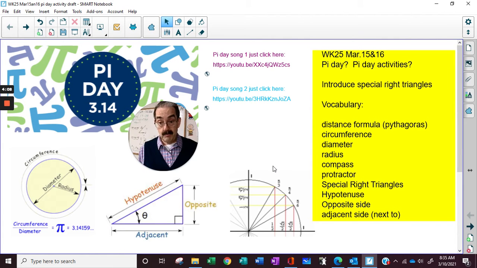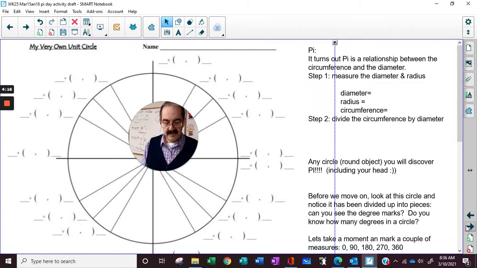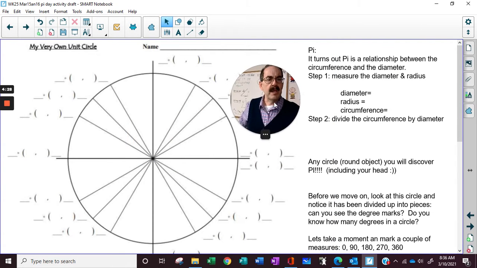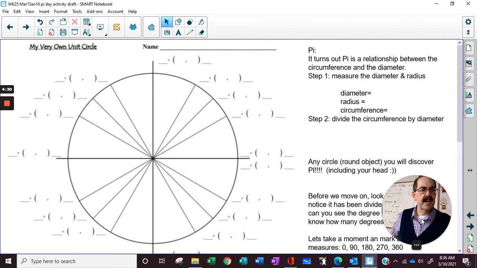If you're doing this from home because you're absent, draw a circle on a sheet of paper and then just kind of copy what we do. Here we go. Activity number 1, okay? First thing we want to do is get rid of that line, pi. Turns out pi is a relationship between the circumference and the diameter.